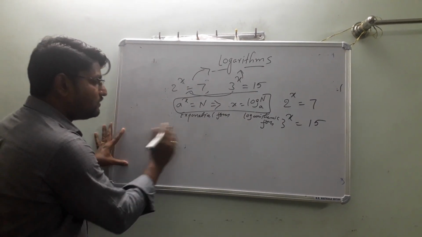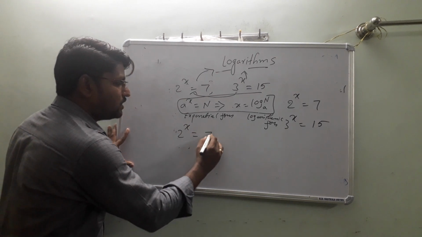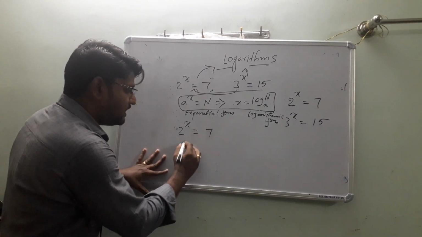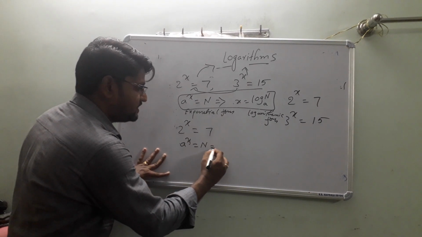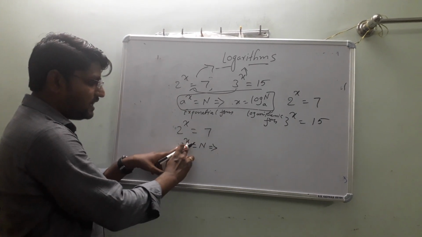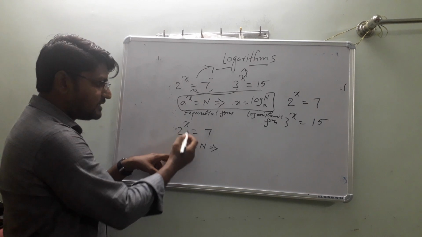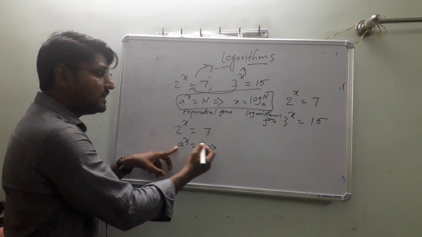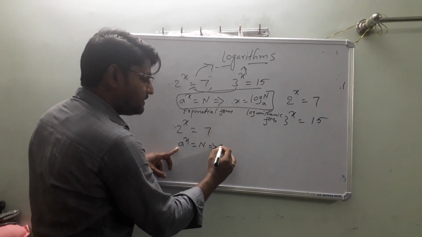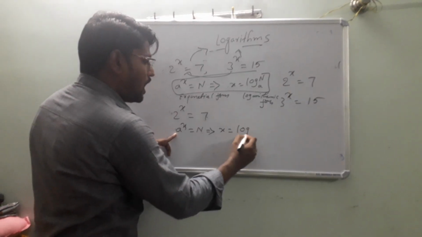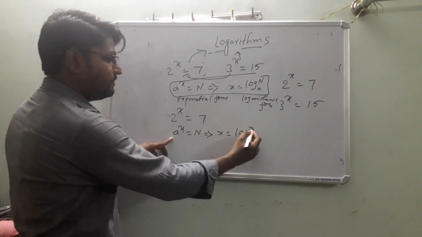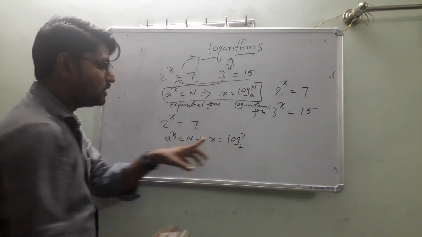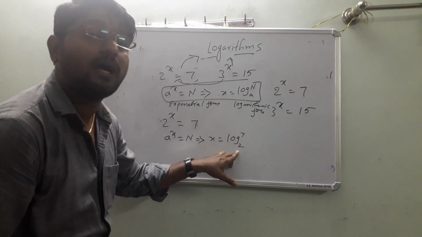For example, I am taking the first example, 2 power x is equal to 7. What is this form? Exponential form. Compare this with a power x is equal to n. Is it correct or not? So what is the x value? Again x. What is the a value? 2. What is the n value? 7. Substitute the values on the right side. X is equal to log n means 7, and a means 2. So x is equal to log 7 to the base 2.